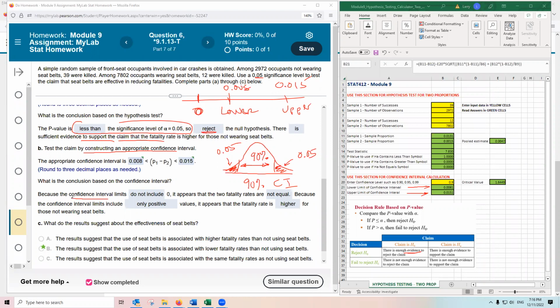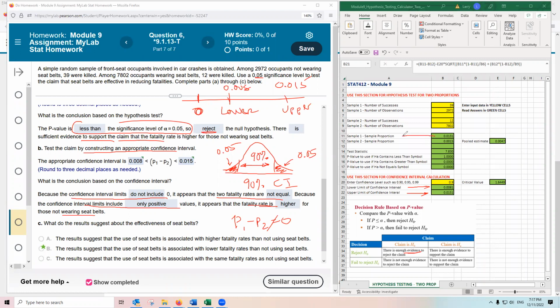So the confidence interval limits do not include 0. Remember, if P1 minus P2 is equal to 0, that would be saying the two proportions are the same. But our P1 minus P2 is not equal, doesn't include 0. That must mean the two proportions are not equal. And because the confidence interval only is positive, it looks like the fatality rate is higher for those not wearing seatbelts. You can kind of see it here.